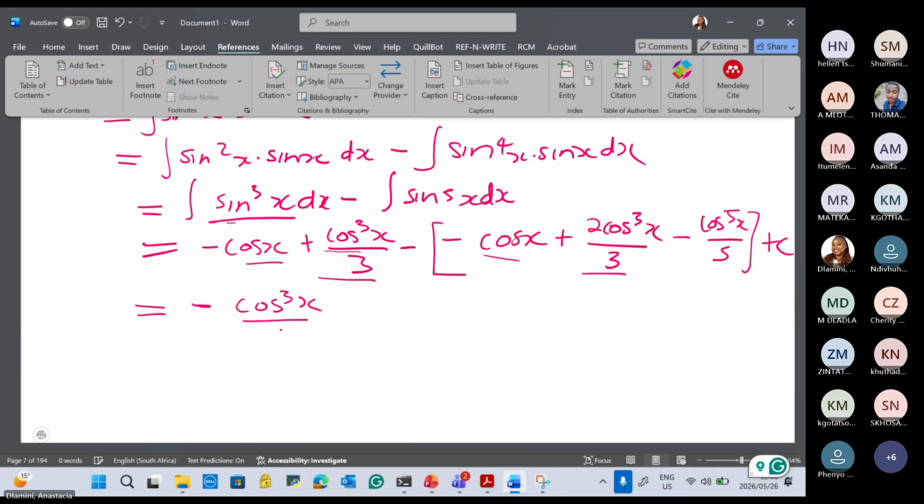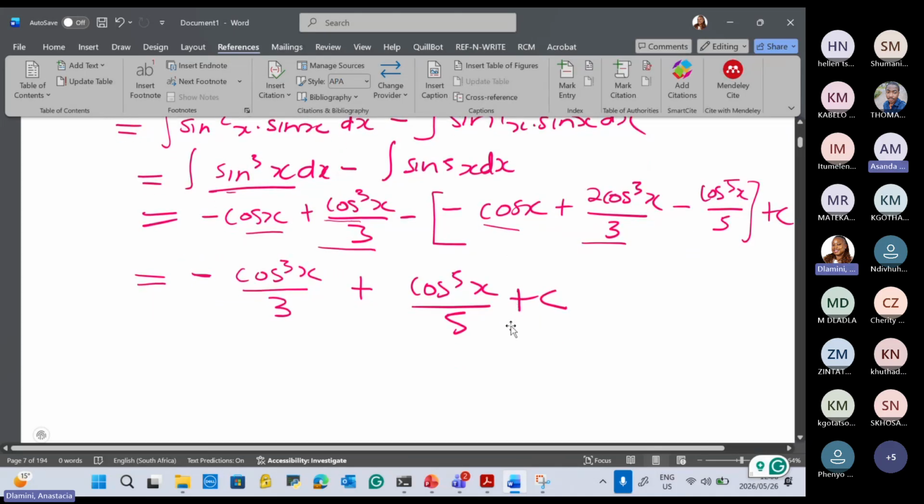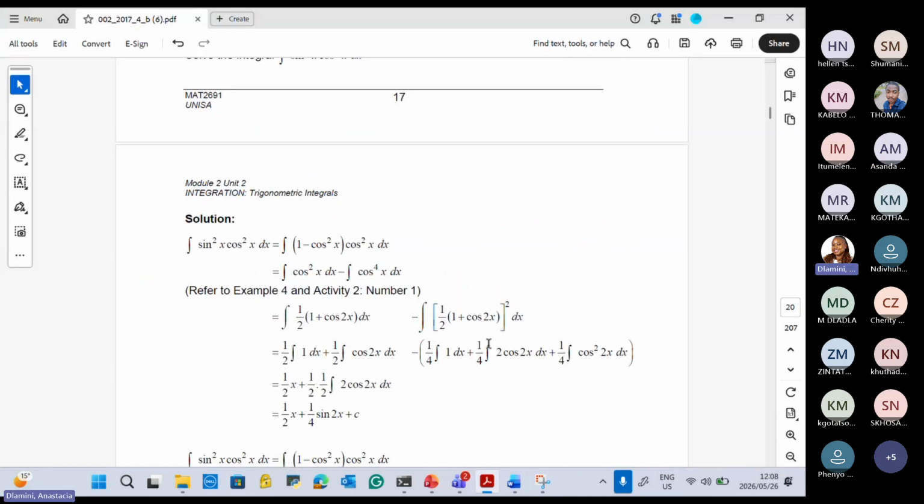Why cos to the power of 6x? Are we not multiplying this? Oh, okay. No, I get it. Thank you. And then, what is this plus? Plus cos to the power 5x over 5, plus c. Now let's see if it's exactly the same answer as what they got.